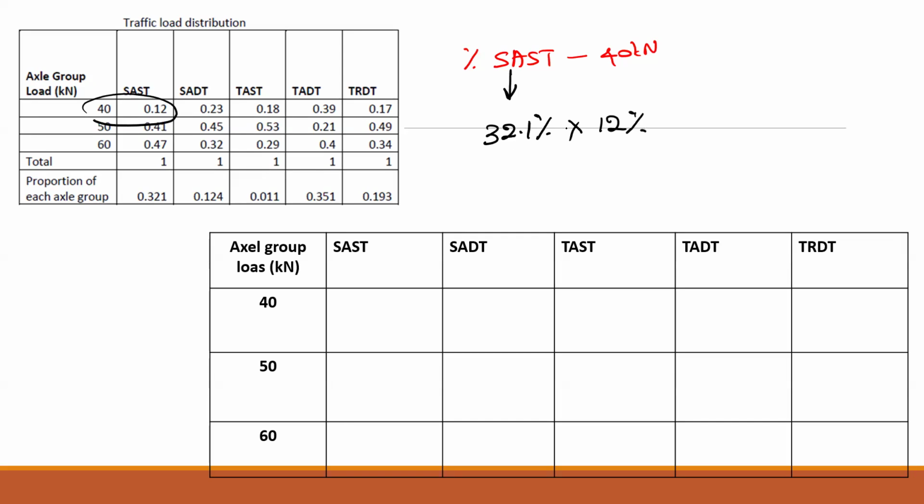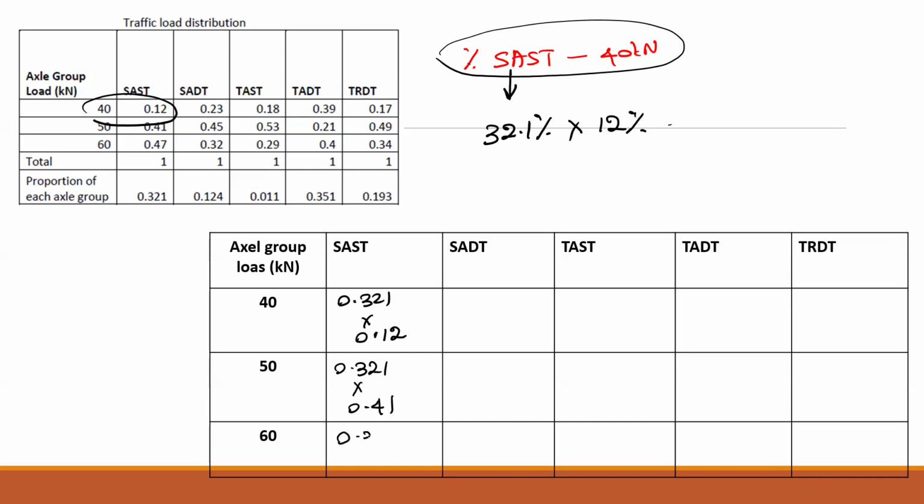So if I multiply these two, I get the percentage of SAST 40 kilonewtons. That means if I multiply 0.321 by 0.12, then I get, out of the total heavy vehicles, how much proportion is SAST 40 kilonewtons. Am I right? And then for 50, 0.321 we multiply by 0.41. Am I right? And 0.321 multiplied by 0.47.